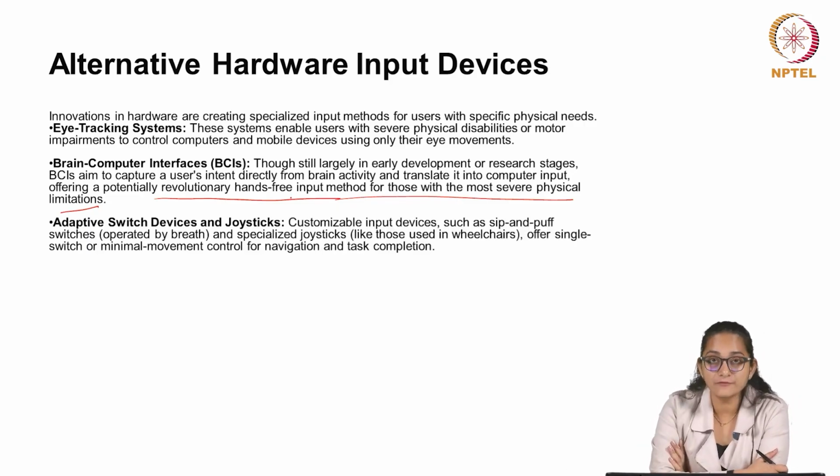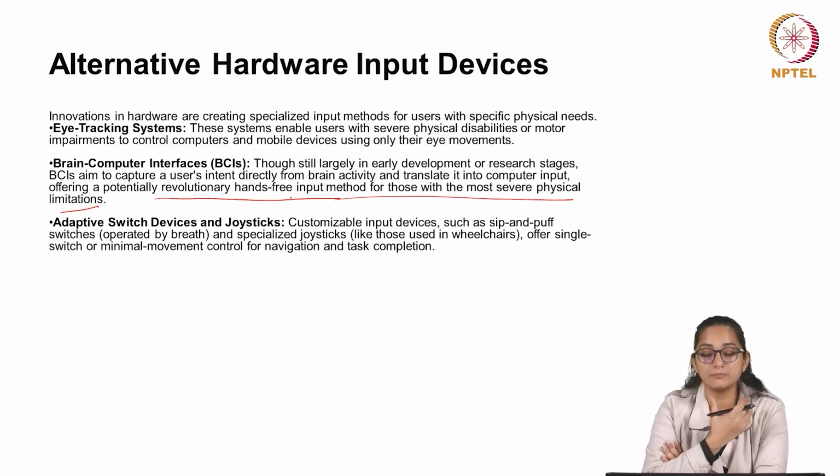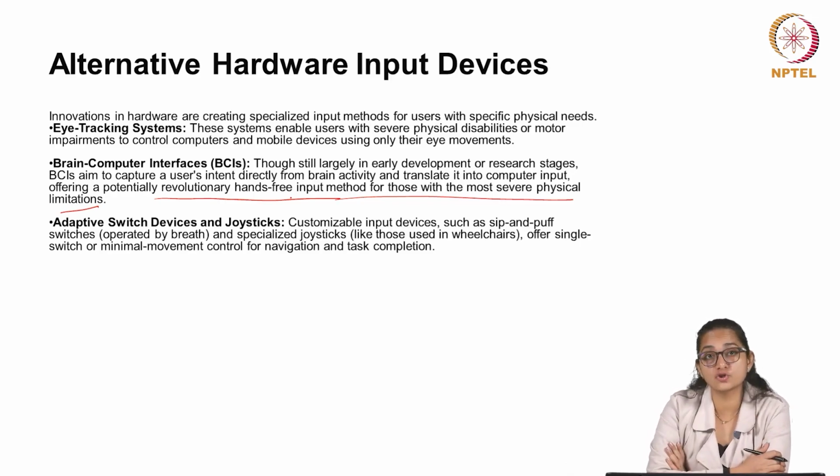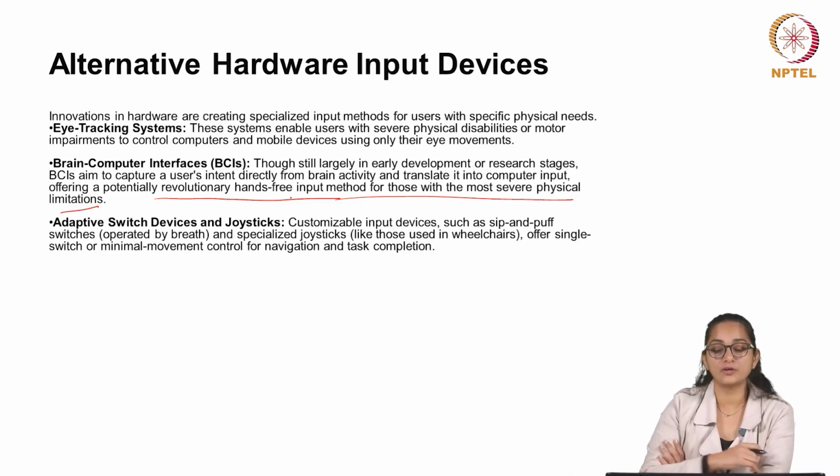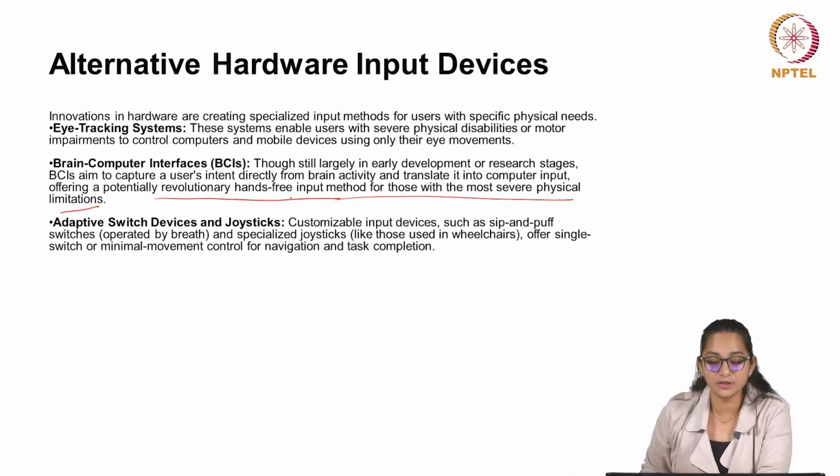Then adaptive switch devices and joysticks. So, customizable input devices such as sip and puff switches operated by breath, and specialized joysticks like those used in wheelchairs, offer single switch or minimal movement control for navigation and task completion.